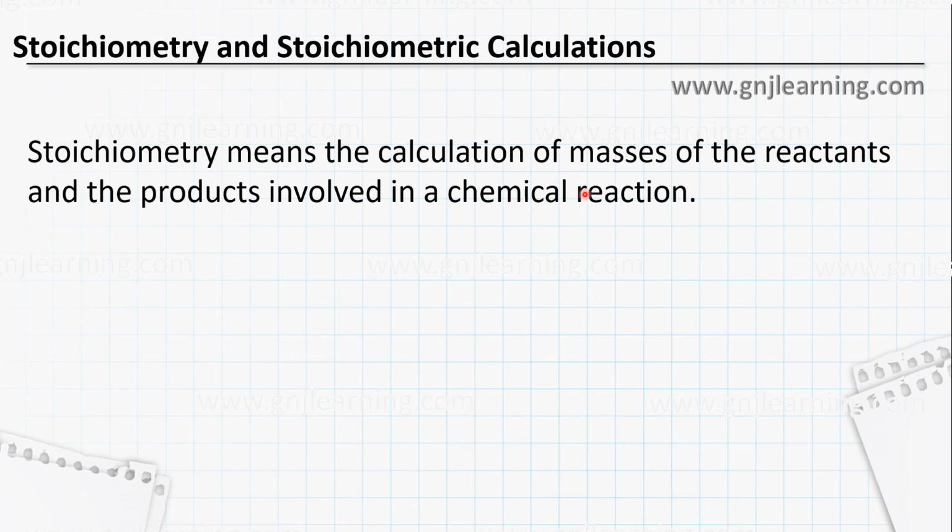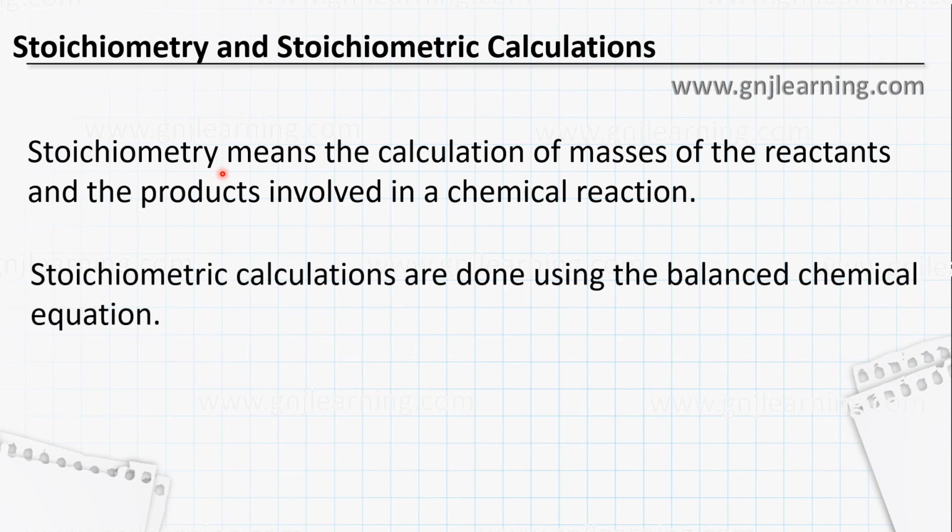So it is important for chemical companies to calculate them appropriately in order to find out how much of the reactants is consumed and how much product is formed. All these calculations come under stoichiometric calculations. Stoichiometric calculations are done using the balanced chemical equation.